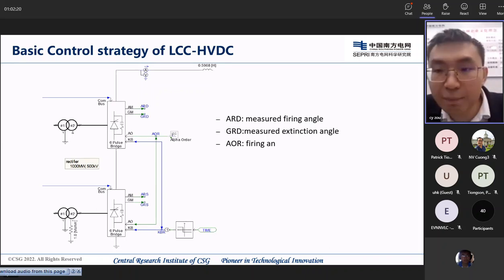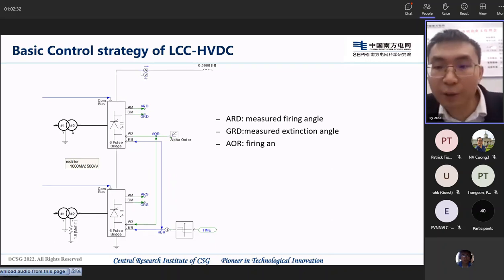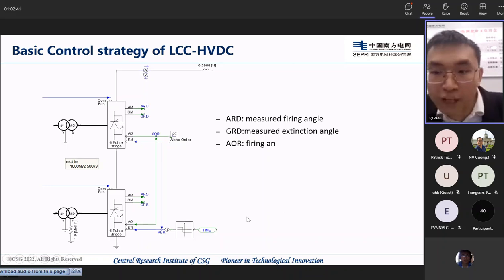This is the basic model of the converter transformer and the converter. The two converter transformers are in YD and YY connection respectively. The ARD in the picture is the measured firing angle. It is here, the measured firing angle. And the GRD is the measured extinction angle.